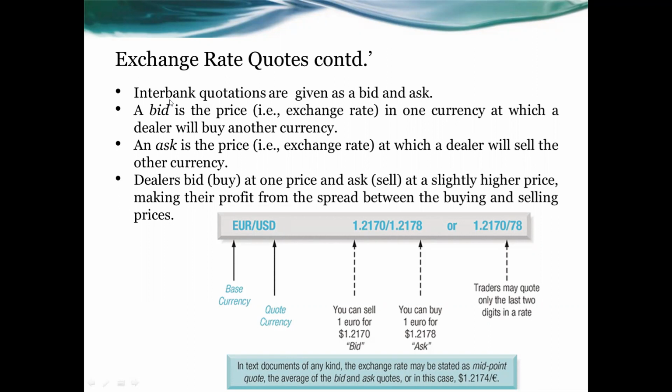Bid and ask price. Right? So bid is the price at which a dealer will buy one currency with another currency. That is the buying rate.